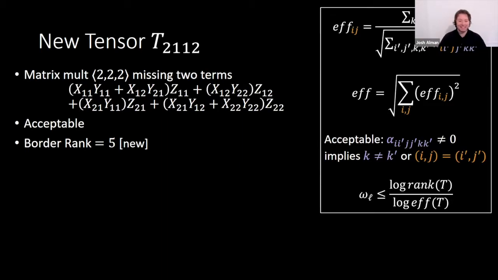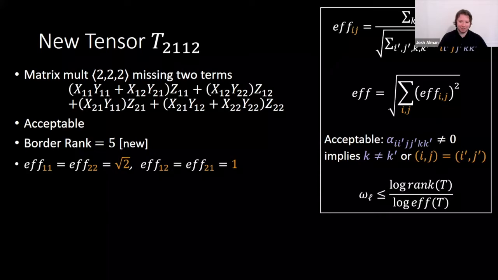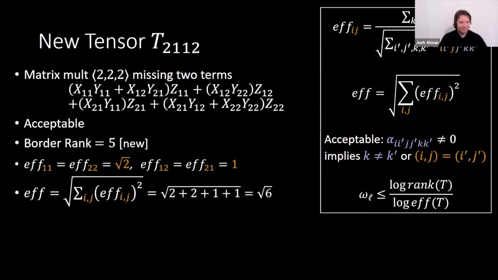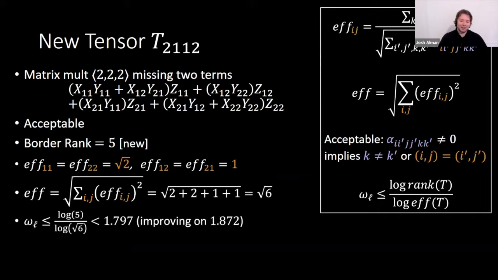I'll talk about it in a second. This is actually really a different tensor from that one. I'll talk more about that in a second, but I'll actually show you in a few slides why this tensor has border rank 5. And we can calculate its 2 diagonal entries, which have 2 terms, so they're supposed to have efficacy root 2. Its 2 off-diagonal entries just have 1 term, so their efficacy is 1. So the efficacy of the whole tensor is square root of 6 now. And you get a bound that omega, the matrix multiplication exponent, is at most log of 5 over log of root 6, which is about 1.8, which improves even more on the previous one.